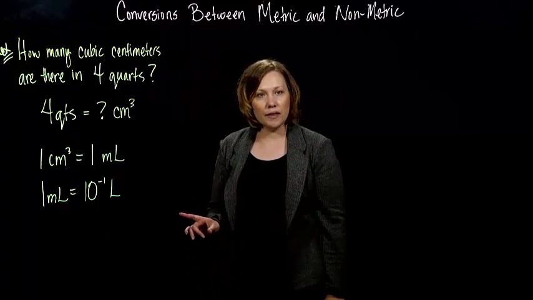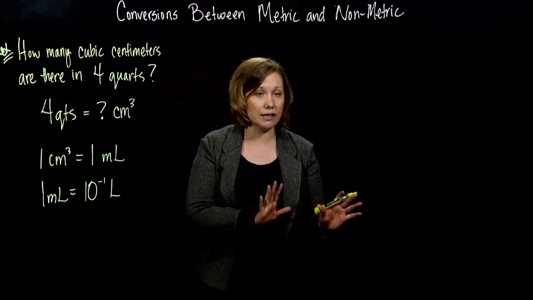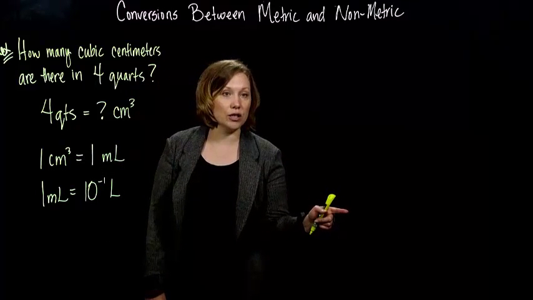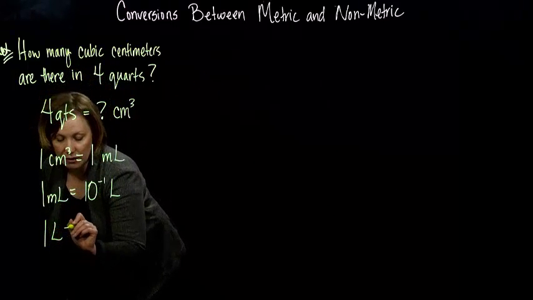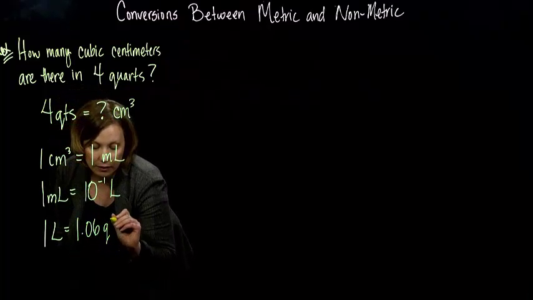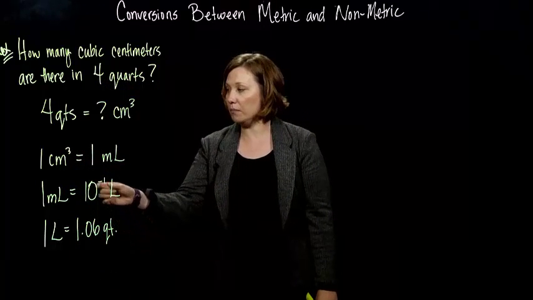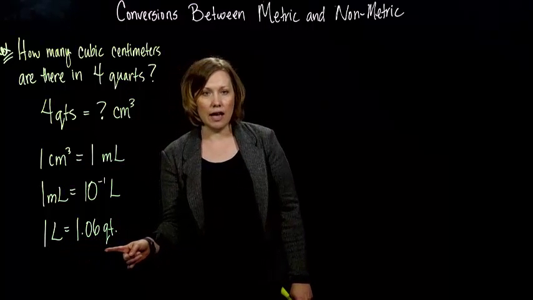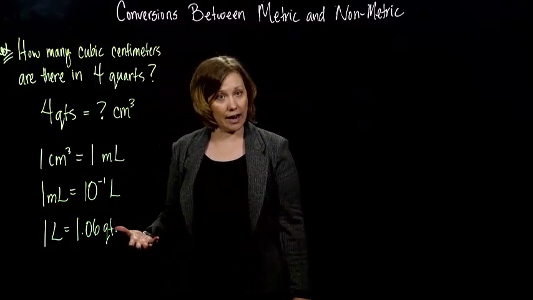All right. But then I need to know about quarts. So if I look at my chart, do I have an equivalence in there somewhere for quarts? Well, of course we do. We see we have a conversion between liters and quarts. So I know that 1 liter is the same thing as 1.06 quarts. All right. So I have a relationship between cubic centimeters and milliliters, and I have a relationship between liters and quarts. So all I need to link that is a relationship between milliliters and liters, and I have it.